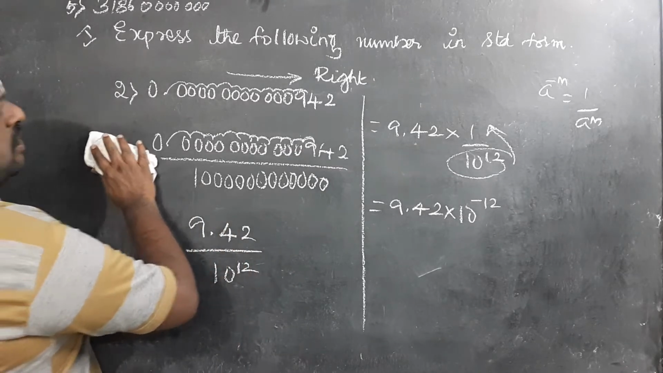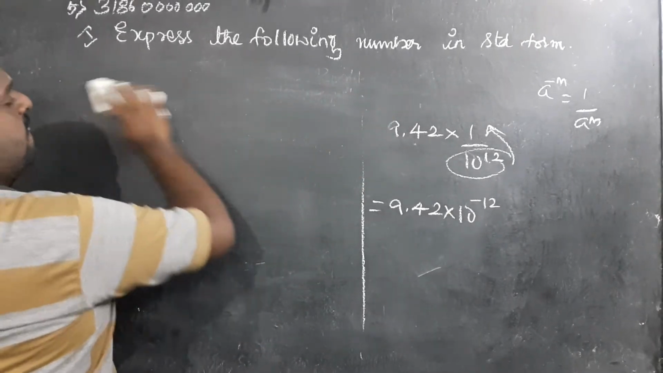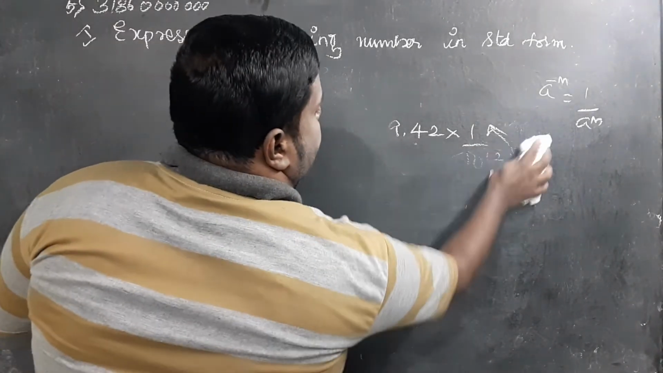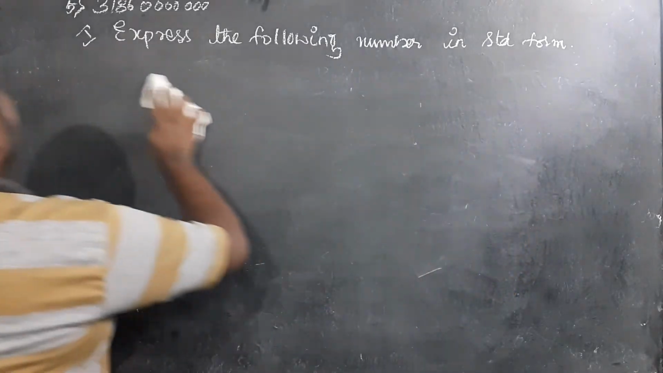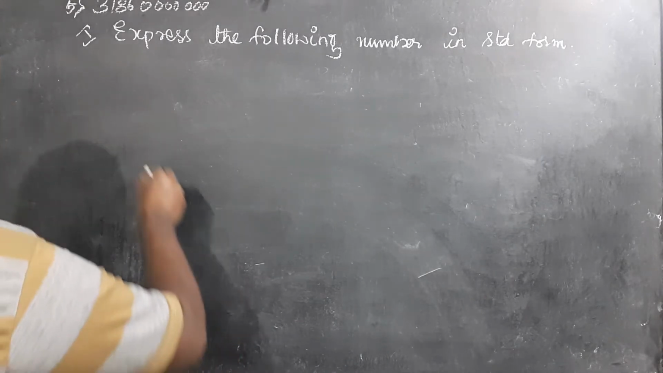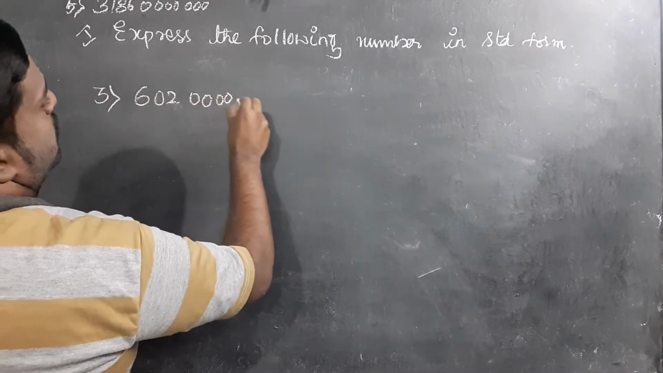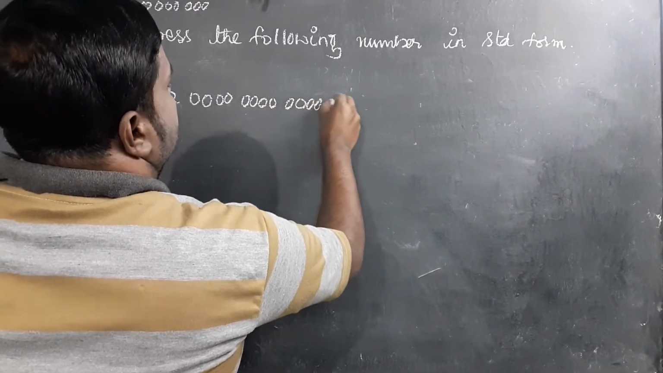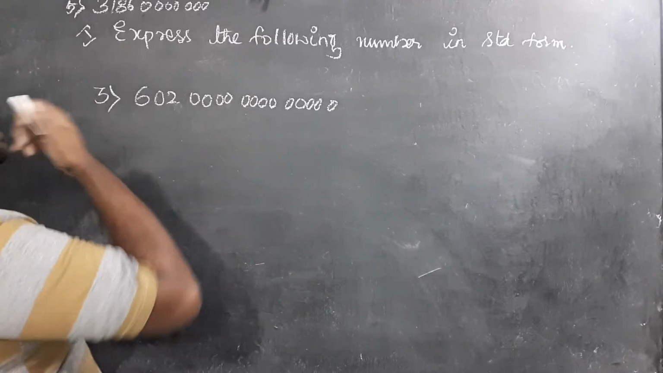Okay. This is problem number 2. Now, third one. 602 followed by many zeros. For convenience sake I have taken it as 4 4 4, like that. Why? It will be easy. So this is the number.